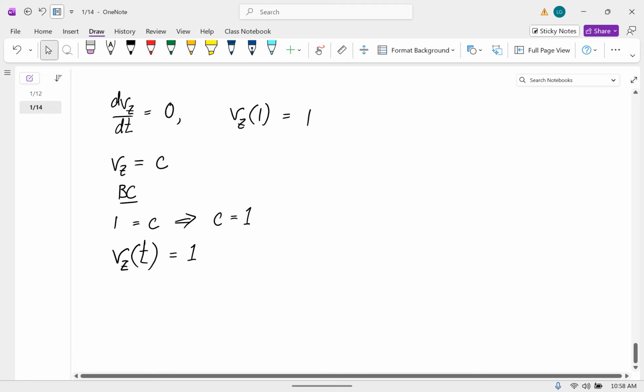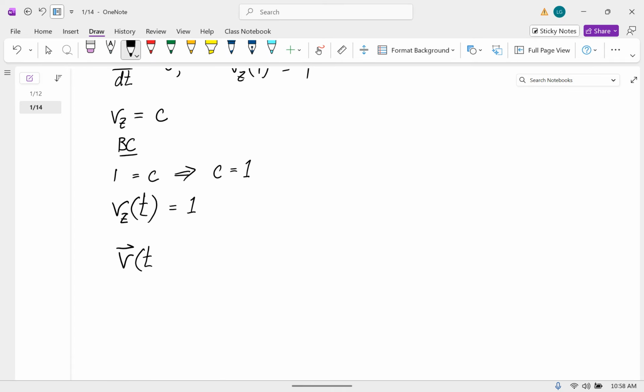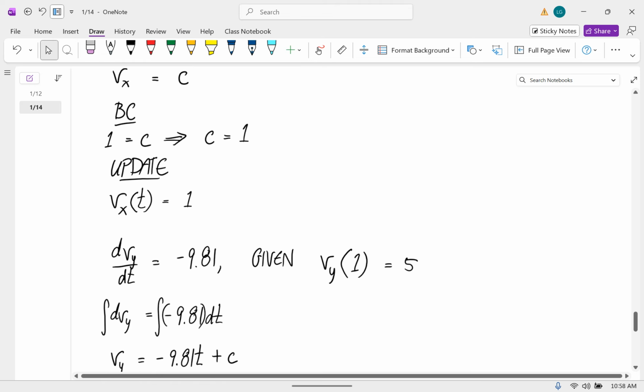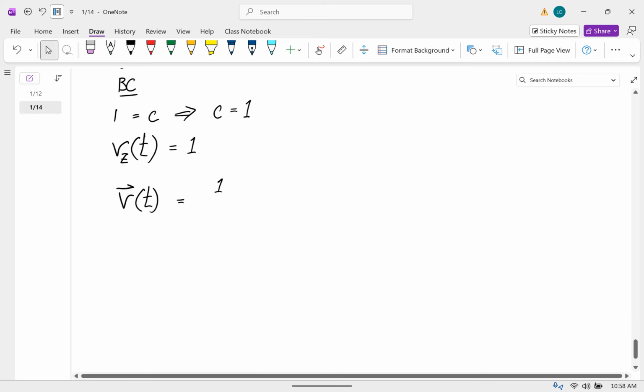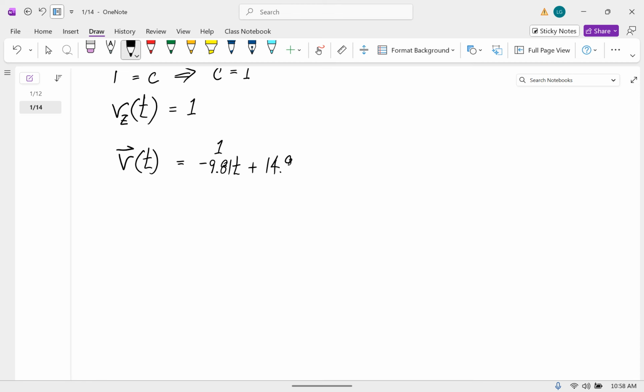Okay, so now what we have is an expression for the velocity vector as a function of time. The first component was 1. The second one was -9.81 t plus 14.81. And the third one was 1.